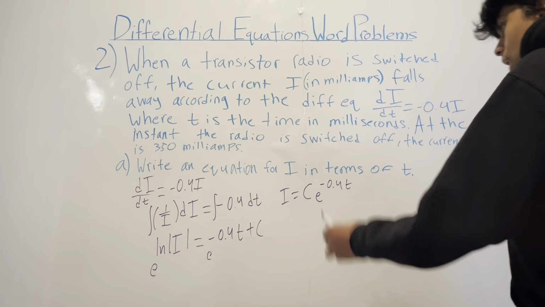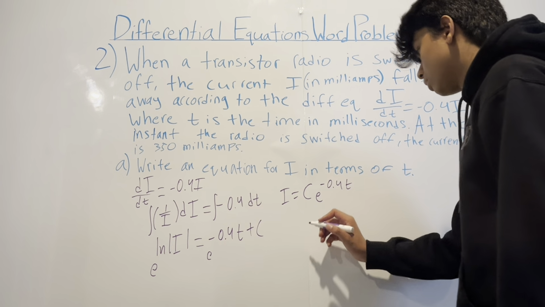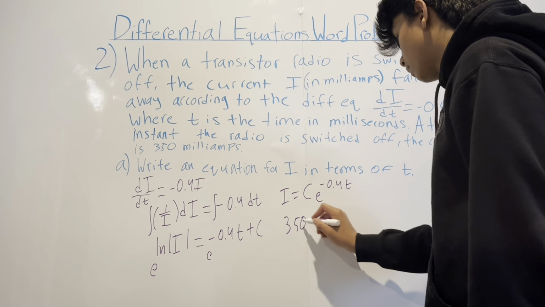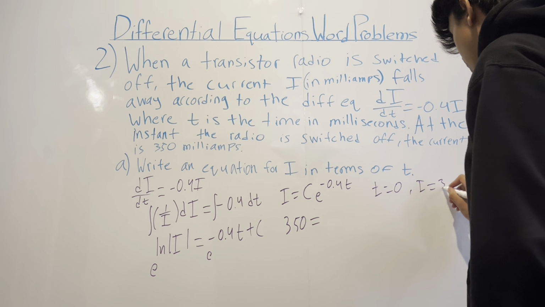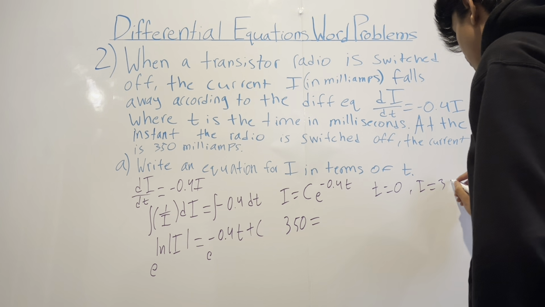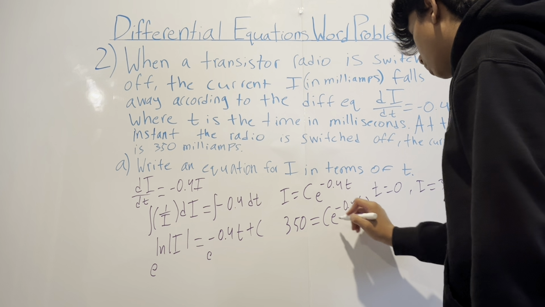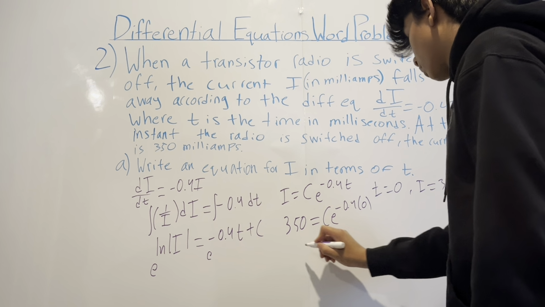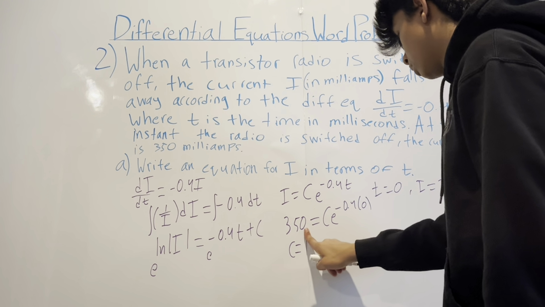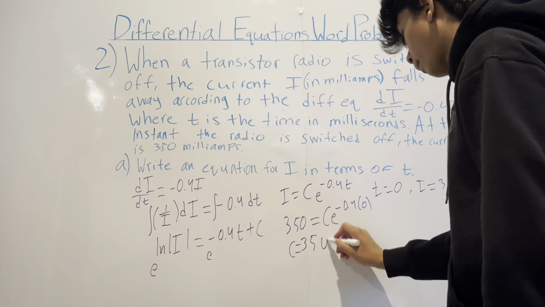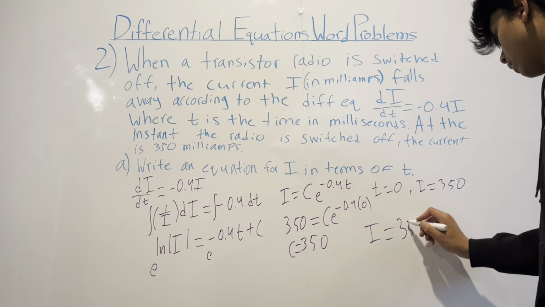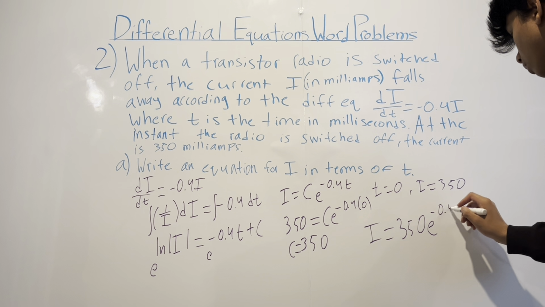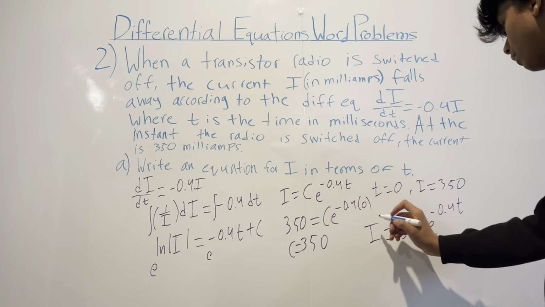And we're also given that at time is 0, I is 350. So t equals 0, I equals 350. 350 equals c e to the negative 0.4 times 0. So this becomes 1. E to the 0 is 1. So c equals 350. So the final equation is I equals 350 e to the negative 0.4 t. And this is our final answer.